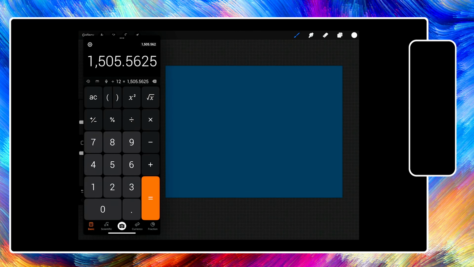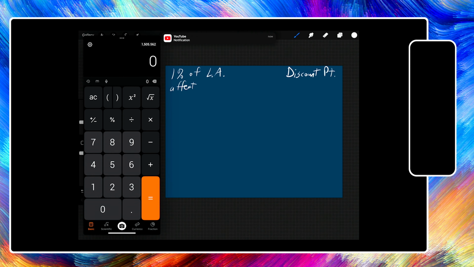So let's talk about the relationship. How much is a discount point going to cost? Yeah, 1% of the loan amount. But if you pay that 1% of the loan amount, how much does it affect your actual rate? 1/8. I think people get confused about that. So that 1% of the loan amount affects the rate by 1/8.